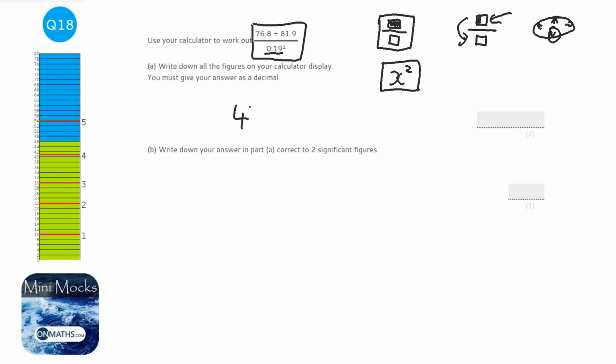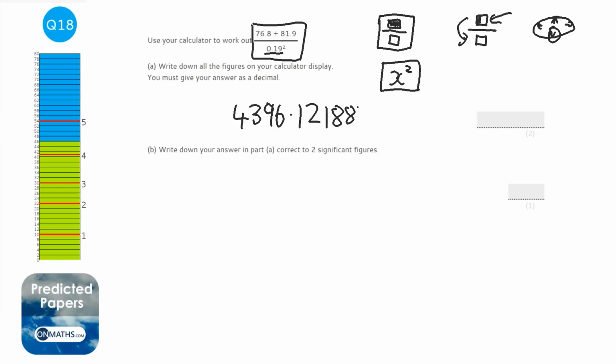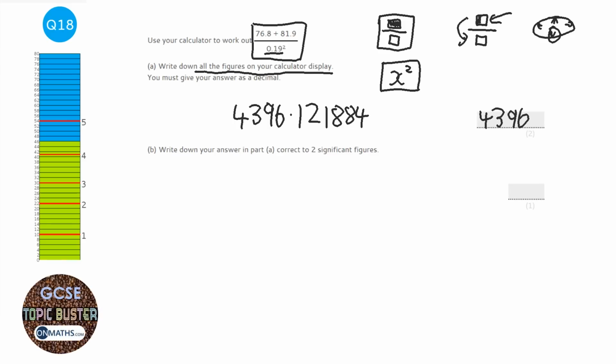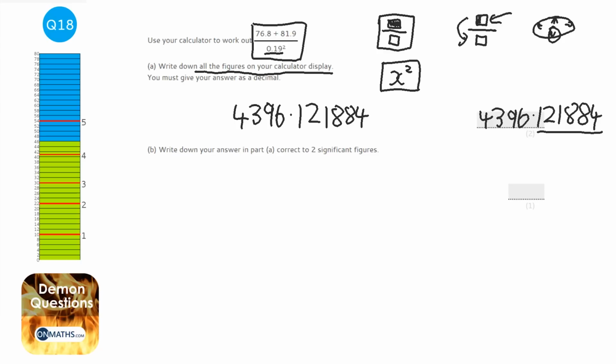and my one comes up with 4396.121884. Now, it might be tempting to try and round that, but it says it wants all the figures, so just put them all in. Now, if your calculator is set to a mode which is going to show even more numbers, then normally six digits after the decimal point is more than enough. They won't require you to go to 100 or 200 decimal places. On this question, that's actually an exact amount.